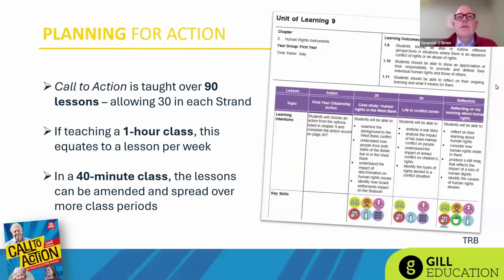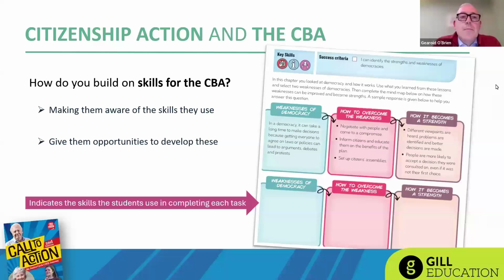The next area just to look at is citizenship action and the CBA. If anyone ever taught the old junior cert CSP course, one of the big things that was problematic was trying to get students aware of the skills that they used. And again, in junior cycle, there's a strong emphasis on the various different skills. So what I chose to do from the beginning, and kept for the second edition, is that each exercise points out, using icons, what skills are being used.